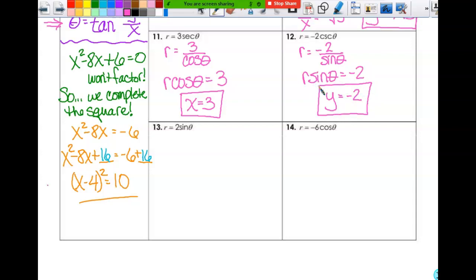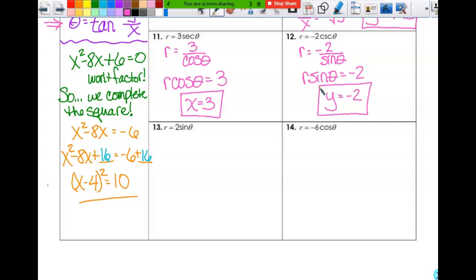Easy enough? If you remember, on that first day when we graphed, the last two graphs we did were the secant and cosecant graphs, and they graphed our vertical and horizontal lines just like x and y do, hence why we have this here. Okay. Any questions at all?